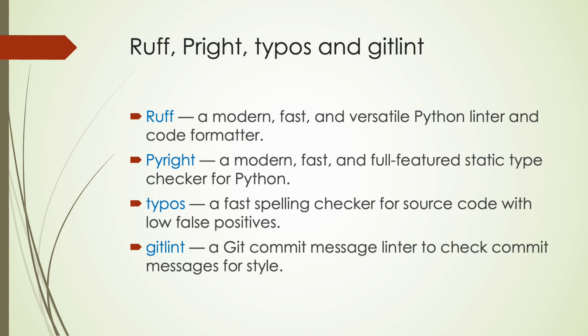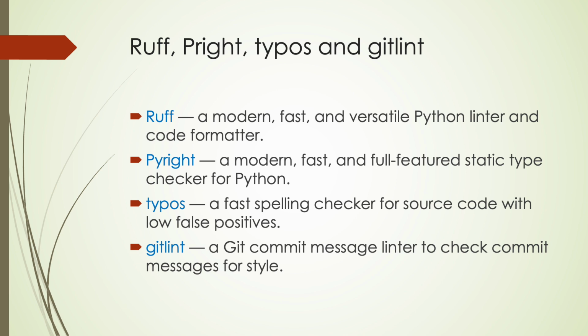First, let's introduce what these tools are used for. Ruff is a modern, fast, and versatile Python linter and code formatter. It replaces most other linters and formatters like Black, Pyright, Pylance, etc. It is a very powerful tool and we have a dedicated video for it.